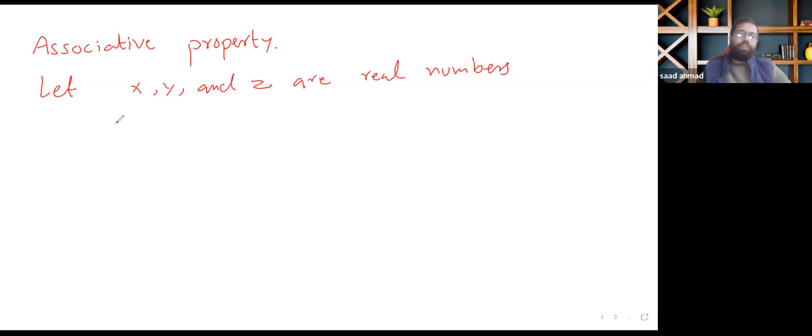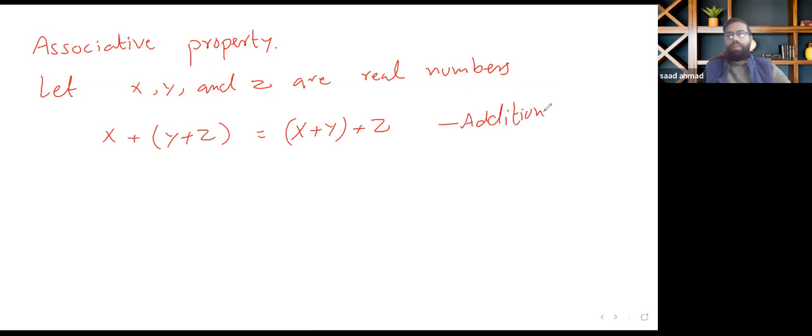Then what we can say is that x plus y plus z is equal to x plus y plus z, grouped in either way. And this property is for addition. Addition or subtraction, same thing.